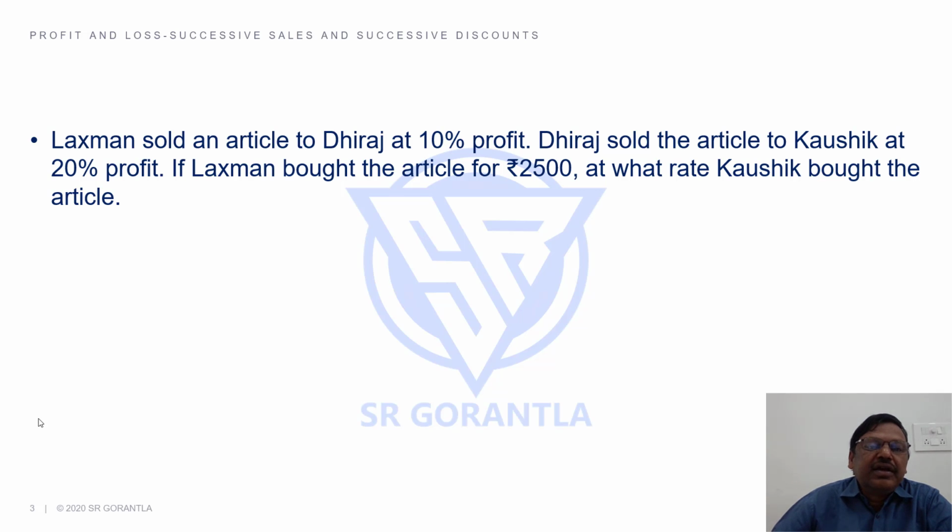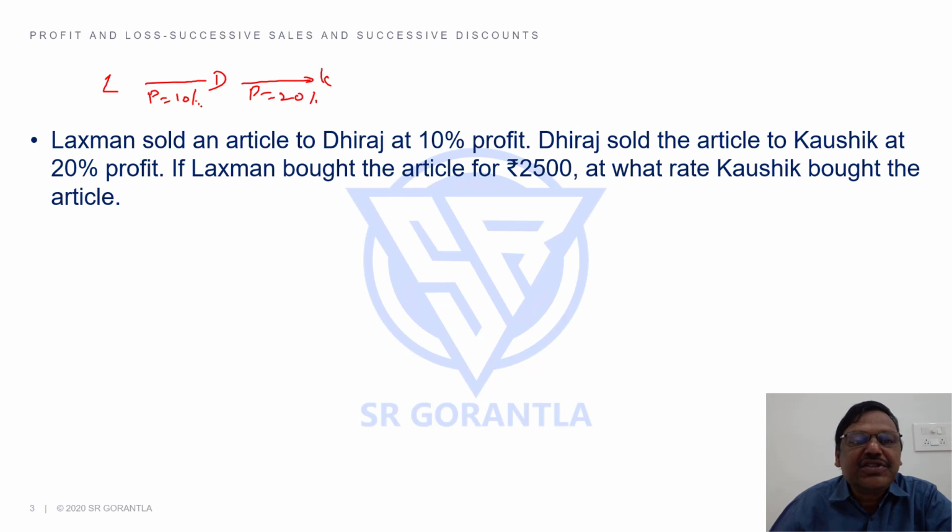Right? Here the question says, Lakshman sold an article to Dheeraj at 10% profit. Dheeraj sold further to Kaushik the same article at 20% profit. This is what you mean by successive sales. See, Lakshman sold to Dheeraj, Dheeraj sold to Kaushik. What else the question says? If Lakshman bought the article for rupees 2500, at what rate Kaushik bought this?